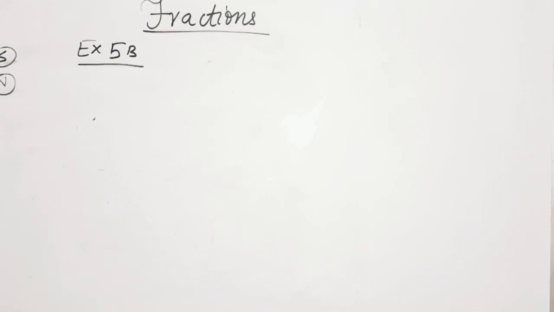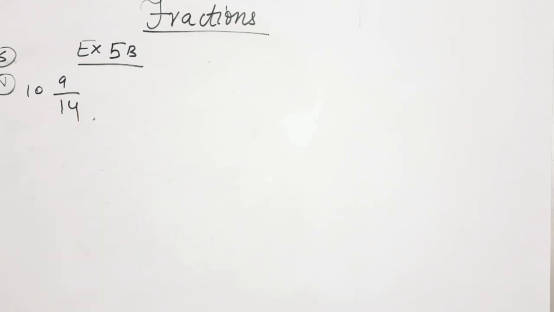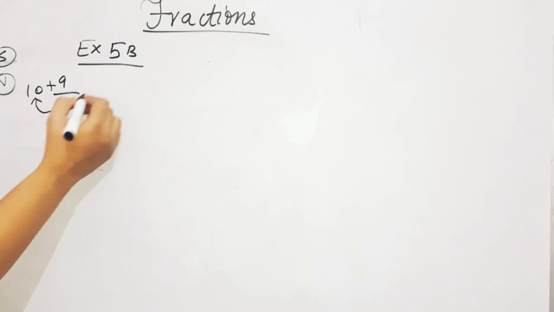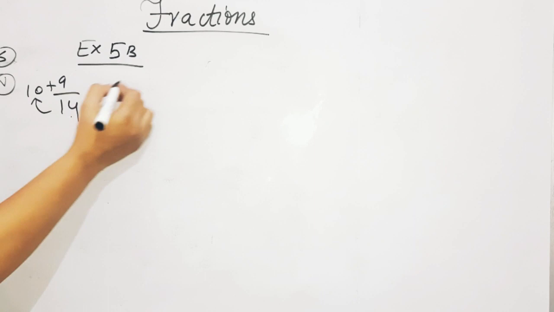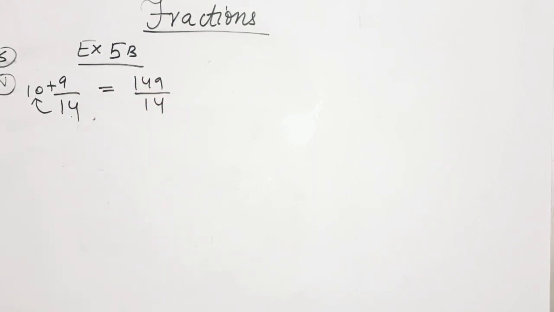So option number 5 is 10 whole 9/14. So you all know how to convert the mixed fraction into improper fractions. So you have to multiply these two, 14 multiplied by 10 and add the numerator to it. So 14 tens are 140, so 149/14 is the answer.